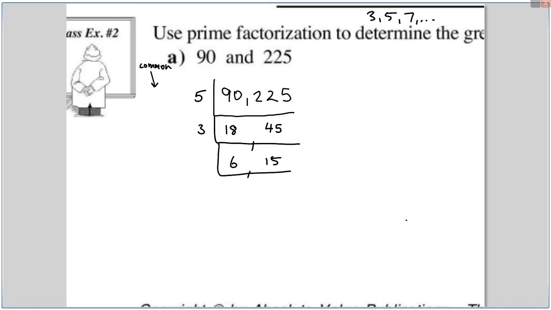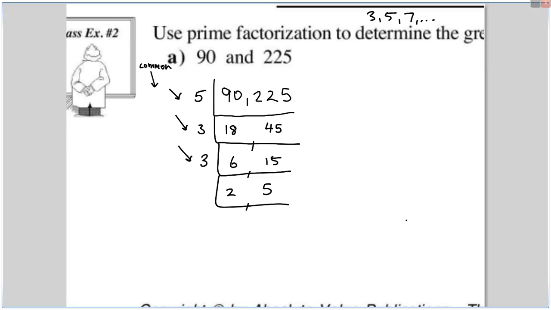6 and 15. Looks like you could do 3 again. You get 2 and 5. Is there anything in common that I can pull out in 2 and 5? No. So what are the common factors? 2 3s and a 5. Those are the common factors.